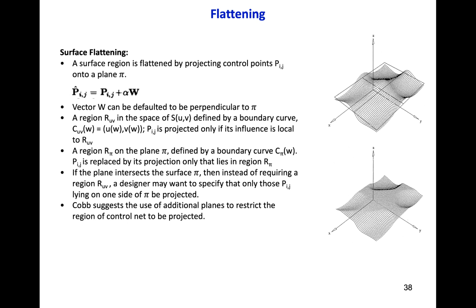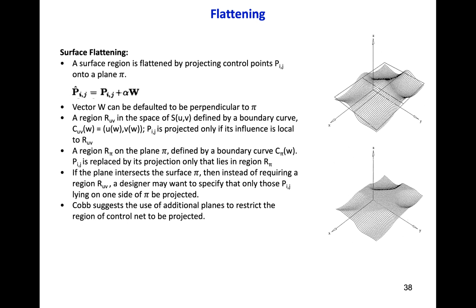Next up, we have surface flattening. A surface region is flattened by projecting control points Pij onto a plane pi. The equation is similar to curve flattening, but in the case of a surface, we have i and j to define a point. That's why instead of Pi, we have Pij in this case. The rest of the things are similar in the equation.